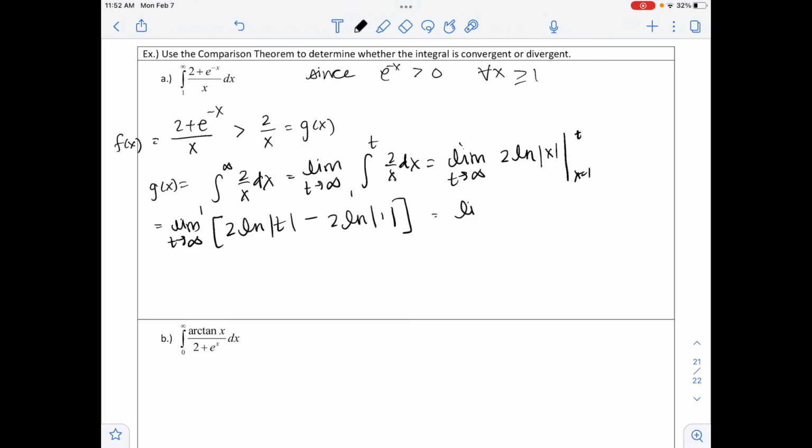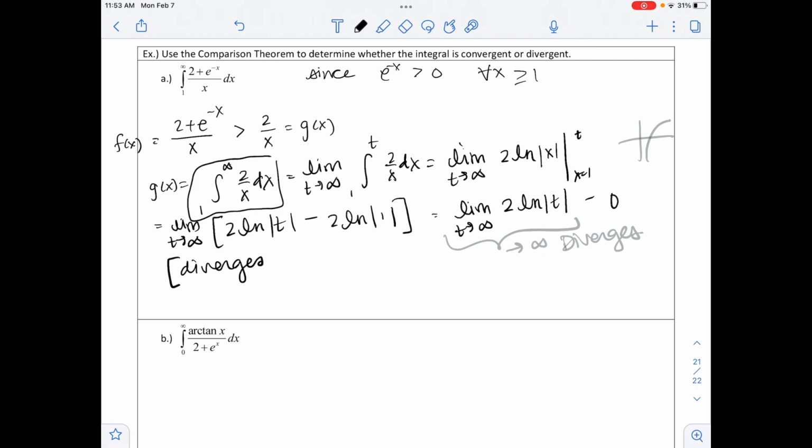And then looking at the limit as t approaches infinity of our function, which is 2 times the natural log of the absolute value of t minus, and ln of 1 is just 0. This limit right here, because of our logs that we've looked at before, as t approaches infinity, is going off to infinity, so this is going to diverge. And so we know that our g of x diverges. We can say this diverges.